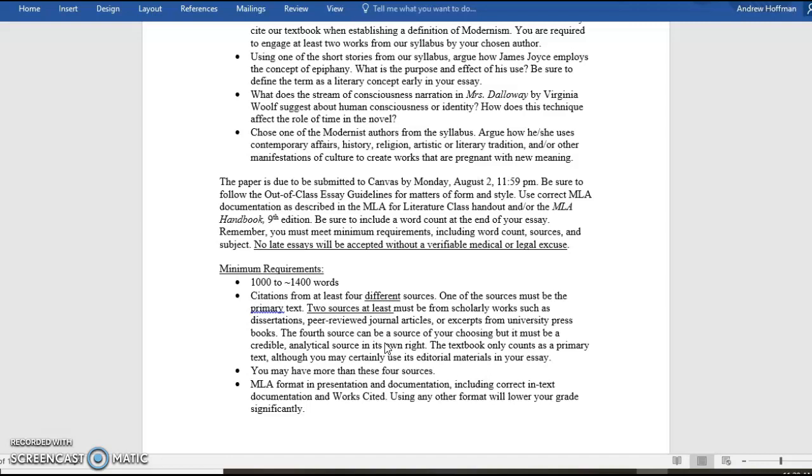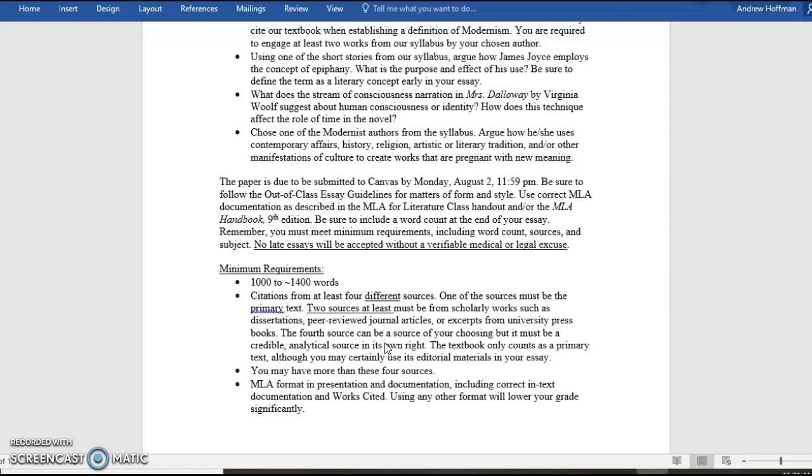Okay. The 4th source can be a source of your own choosing, but it must be a credible analytical source in its own right. Okay, in other words, the 4th source is a little bit more open, does not necessarily have to be peer-reviewed, but nevertheless must be a highly credible source. Okay, junk sources do not count as highly credible sources. Our textbook will count only for the primary text, although you may certainly use the editorial materials in your essay, right? That's one of the reasons why we have the Norton Anthology, because of its excellent editorial support. And as I said, you may have more than these 4 sources.